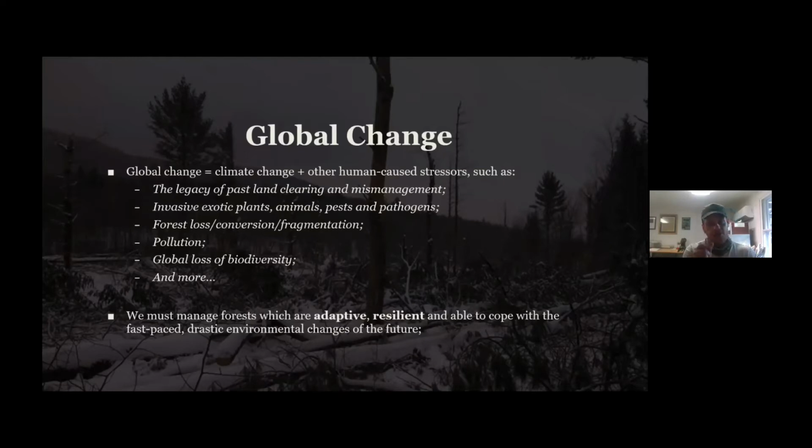This is a better reflection than thinking about climate change as the only threat. Thinking about a more holistic view of what we're really facing and what our ecosystems are really facing is really important. And so as we manage our forests, we need to manage them in a way that's not just maximum carbon in every situation, although we need to manage them for more carbon sequestration and storage because we want to mitigate the climate change part of this equation. But we also have to manage forests which are adaptive, which are resilient, and which are able to cope with this massive array of stressors that are coming down the pike.